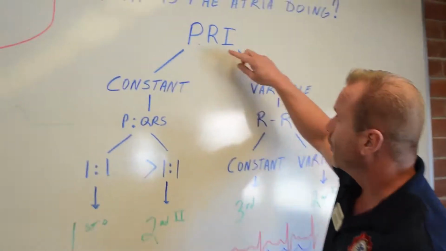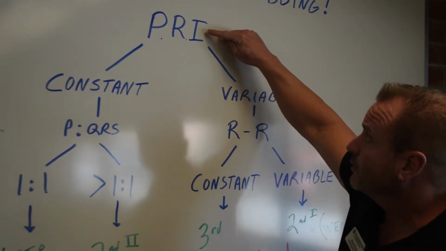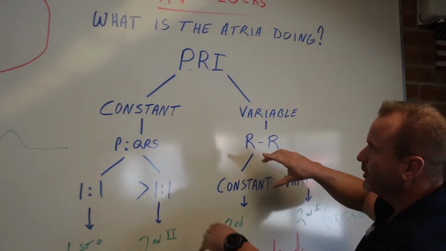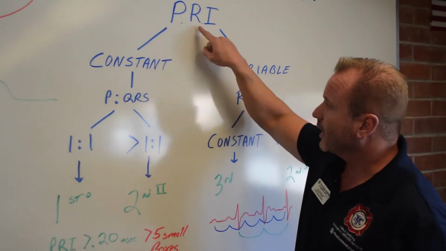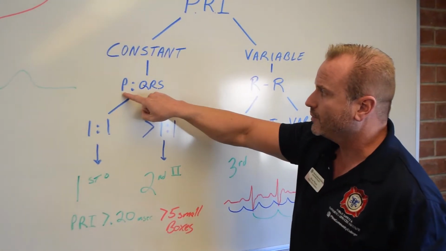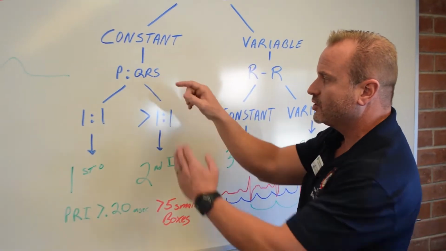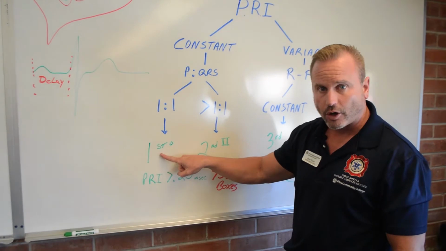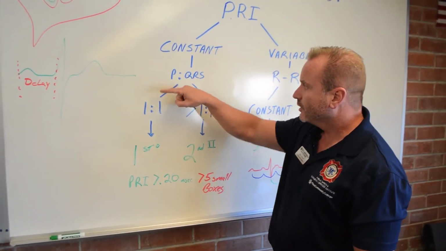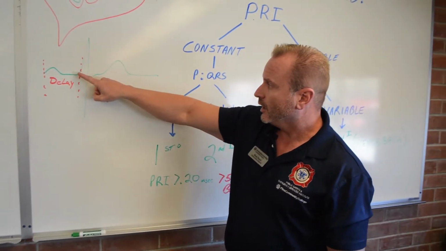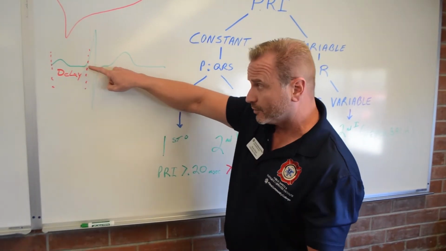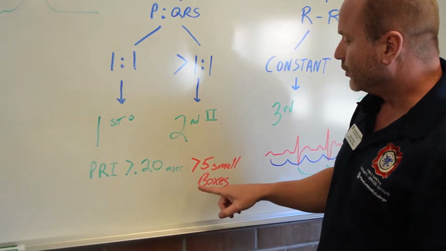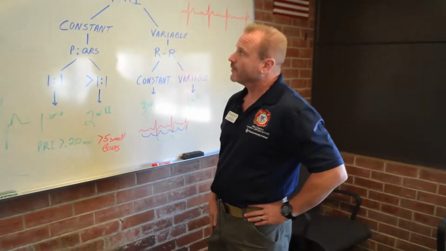So we come back to the board. What is our PRI? What is our interval? What is the atria doing? Break it down very simply. If the PRI is constant, so that means there's 1 P for every QRS, it's just delayed, it's a first degree block. That's all that means. So I have a P wave, I have a QRS wave, there's just a delay of over 0.20, it's a first degree block. And like I said, we really don't do anything about that. All right, so that was the first degree block.